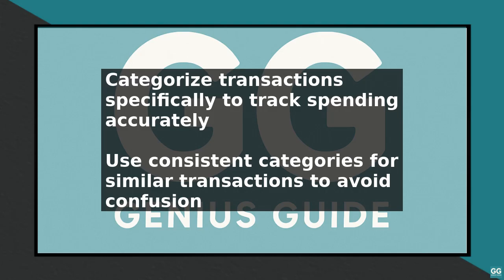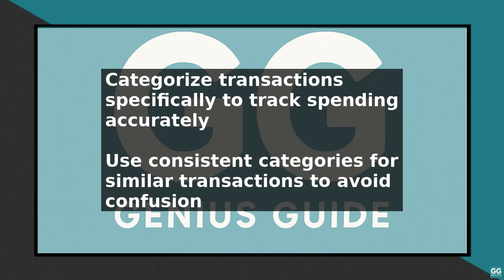In addition to categorizing individual transactions, Mint also allows you to set up rules for automatically categorizing certain types of transactions. For example, you could set up a rule to automatically categorize all transactions from a certain vendor or with a certain keyword as a specific category.